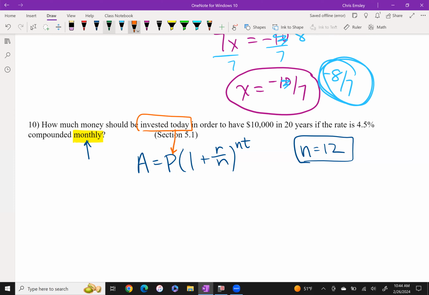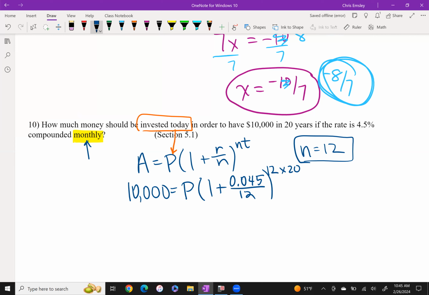In order to have 10,000, so 10,000 goes in for A, in 20 years, if the rate is 4.5% interest, so 4.5% is 0.045, always change that to decimal. N, we already said, was 12. And so our exponent is going to be 12 times 20 for 20 years.